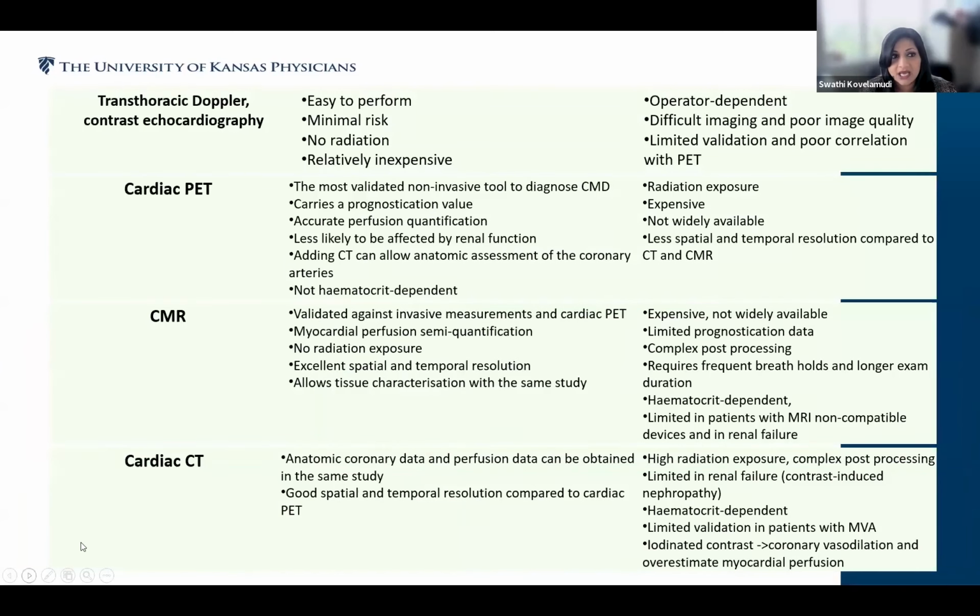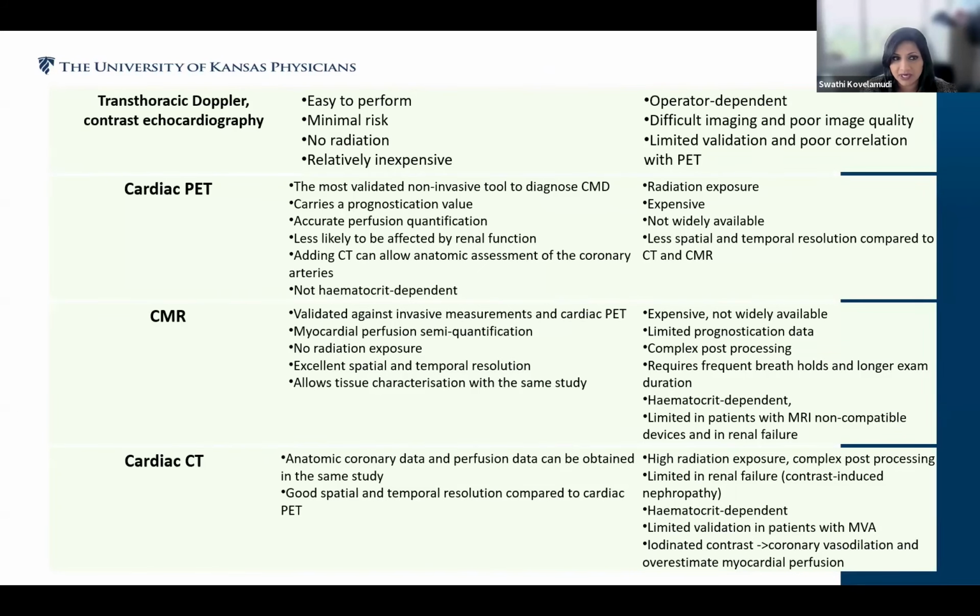So what do you do next? The preferred modality to diagnose microvascular dysfunction is cardiac PET and CMR. Cardiac PET is the most widely available and most validated tool that we have. It carries a prognostic value. If the PET is normal, then the risk of future adverse coronary events is very low. And it also carries with it the benefit of not using iodinated contrast or gadolinium contrast, so it can safely be used in patients that have renal dysfunction.